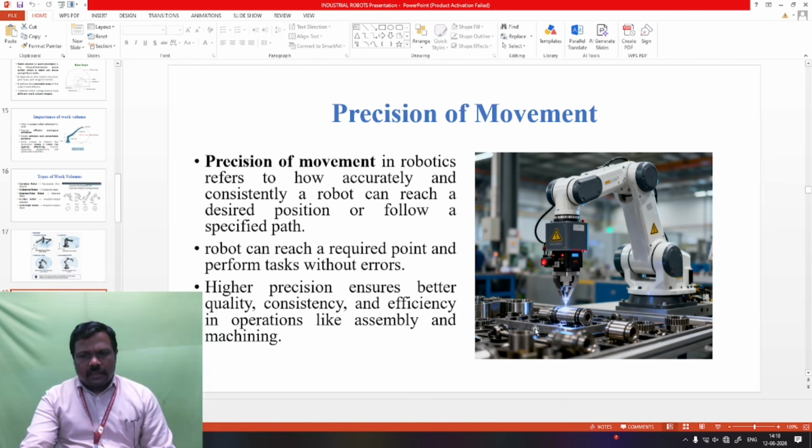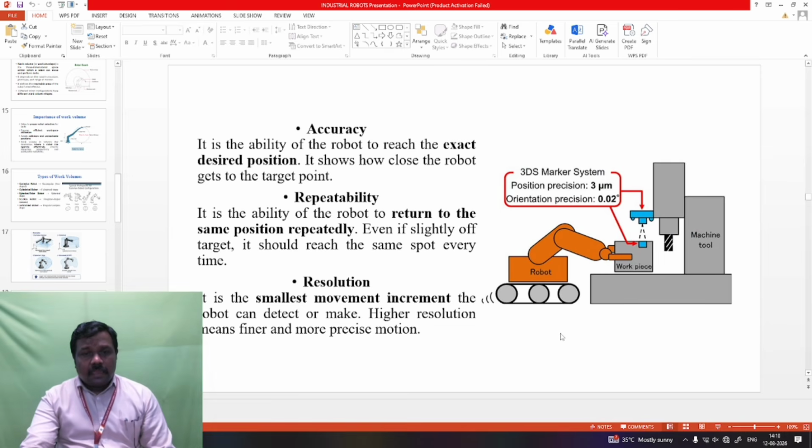Next part of the industrial robot is precision of movement. Precision of movement in robotics refers to how accurately and consistently a robot can reach a desired position or follow a specified path. The robot can reach a required point and perform tasks without error. Higher precision ensures better quality, consistency and efficiency in operations like assembly and machining. In precision of movement, the robot has different characteristics.